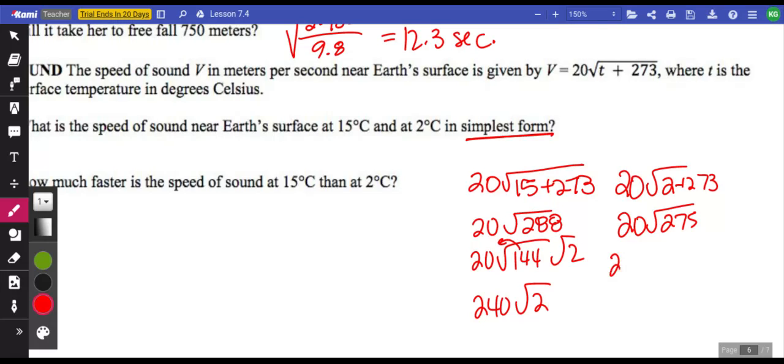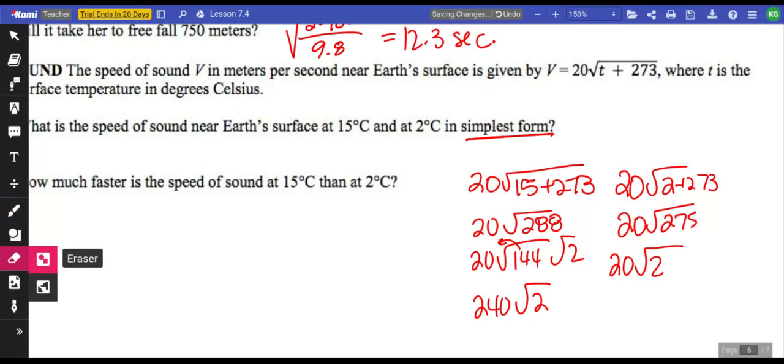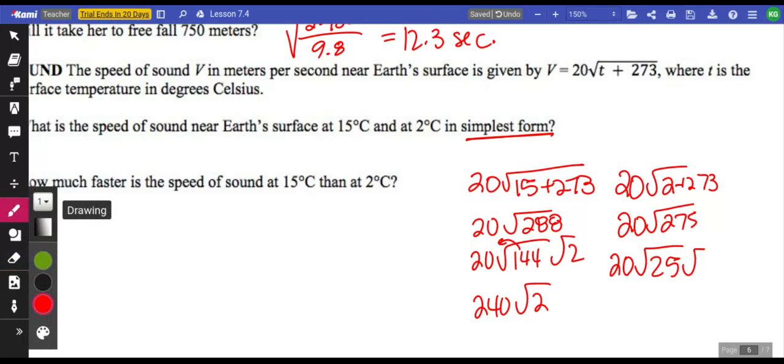And it took me all the way until 25 times 11. And so the 25 would come out to be 5. Multiply that by 20, we get 100 square root of 11.